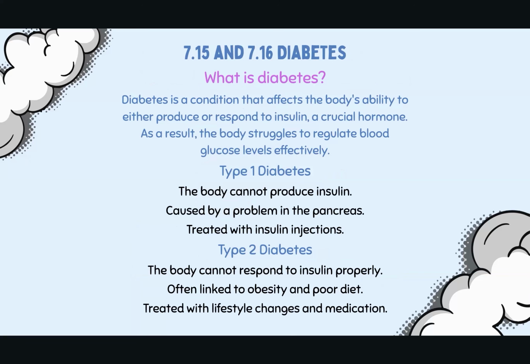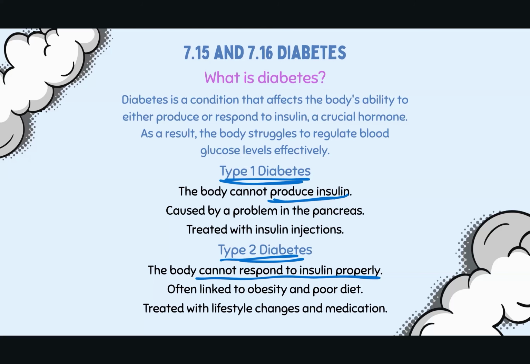Now, diabetes is a condition that affects the body's ability to either produce or respond to insulin. So there's two things that we're looking at here. Type 1 diabetes is when the body cannot produce insulin. Type 2 diabetes is when the body cannot respond to insulin properly.